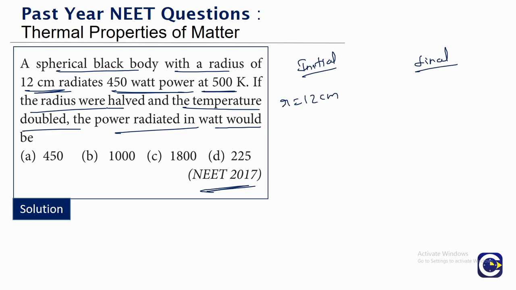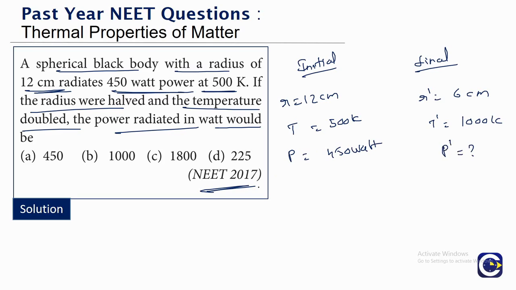Finally, what they are doing? Radius is half, means R dash is equal to 6 centimeter. Initially, what is the temperature? T is 500 Kelvin. T dash is, the temperature is doubled, means 2 times 500, which is 1000 Kelvin. Initial power is 450 watt. They are asking what is the final power.